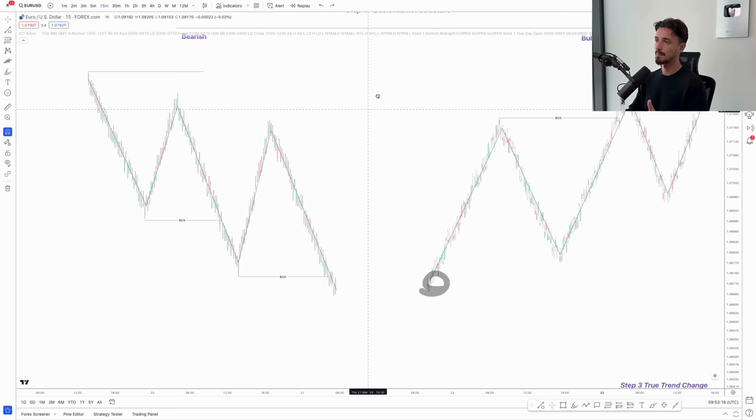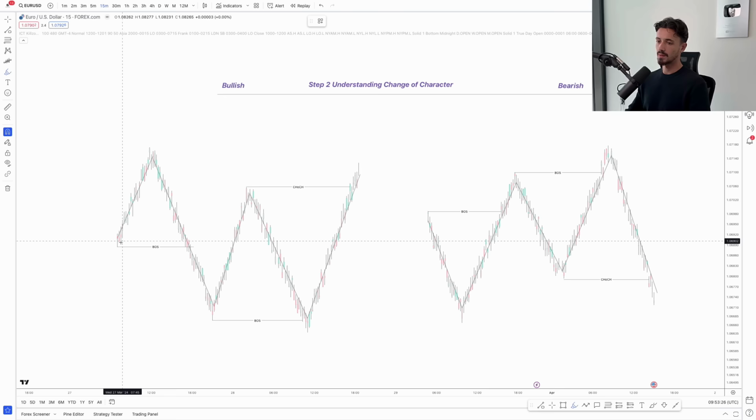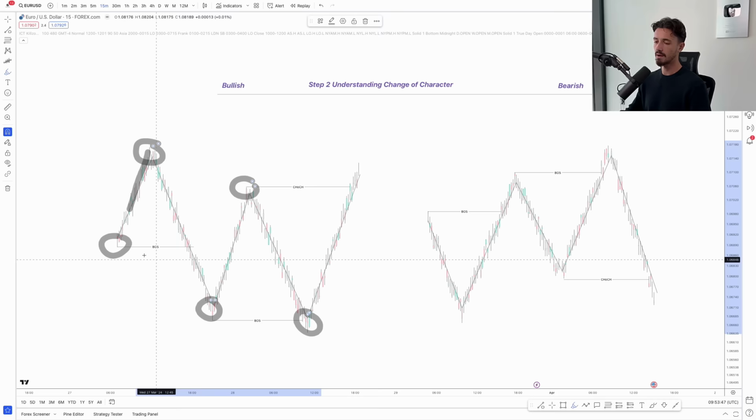So step number two, still at the basic level. On the left-hand side, we have a bullish understanding of change of character. Simply put, change of character is just the change in trend. We are shifting from going lower and lower to higher. So we have our swing low down here, price pulls back, we have our swing high, we go lower low, lower high, lower low. Great, price is bearish. We are expecting price to go and put in a lower high and a lower low.